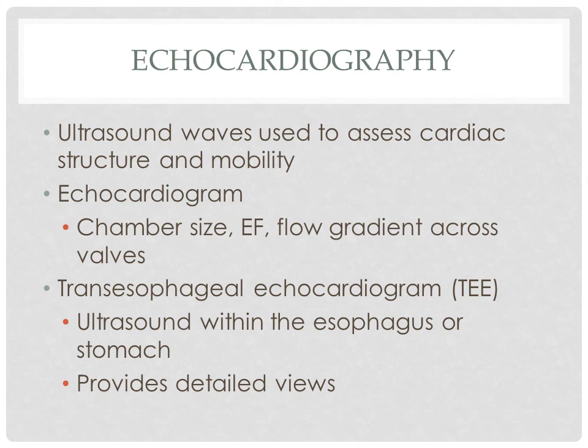Echocardiography. This is the use of ultrasound waves to assess cardiac structure and mobility. Echocardiogram is going to look at the chamber size, ejection fraction, and the flow gradient across the valves. A transesophageal echocardiogram, or TEE, is an ultrasound that is done within the esophagus or stomach. And what it does is it provides more detailed views than the regular echo.